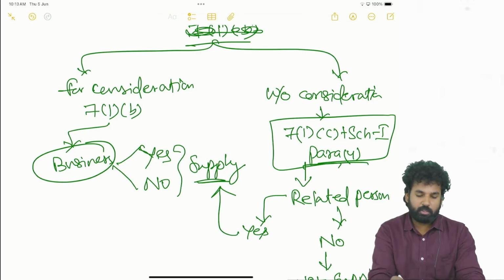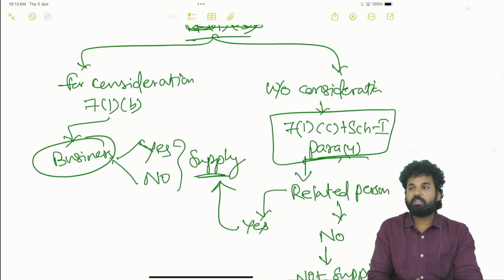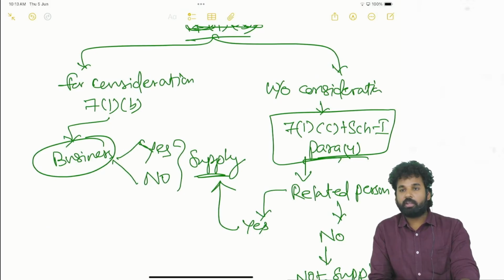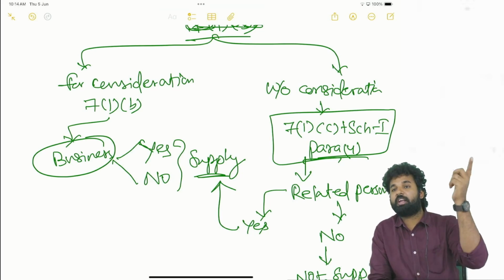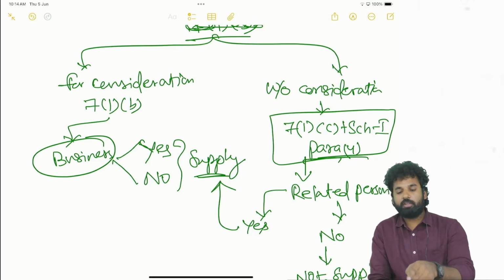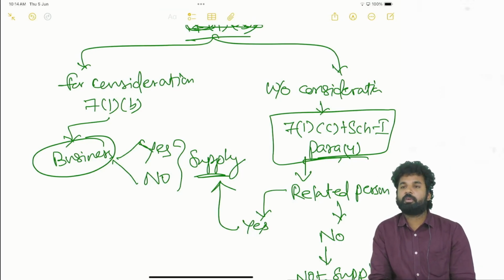See, here importation of services means if it is made for consideration, and that too in the course or furtherance of business, we need not check. In the course or furtherance of business is present or not, we need not check. If it is for consideration, this is a supply as per section 7 subsection 1 clause B. If it is not for consideration, then it is falling under para 4 of schedule 1, is or not, we have to check. How we have to check? If it is made from a related person outside India, then it is a supply. If it is not made from a related person outside India, then it is not a supply.